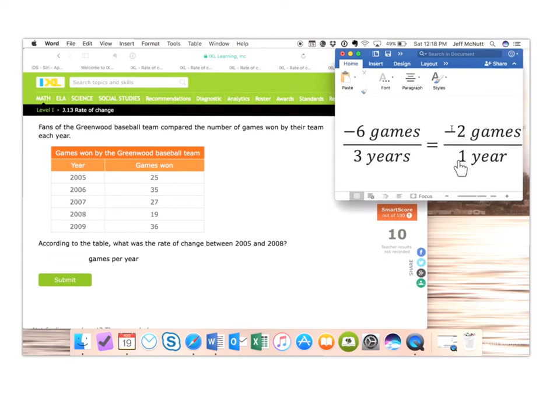Now again, same as last problem. This is not saying it fell 2 games every year. This is saying in order for it to have fallen 6 games in 3 years, that's an average of 2 games per year, okay? That's not necessarily what it did. That's the average of how it changed over that time span, okay? So then we would rewrite it as -2. We keep this -2 games per year.